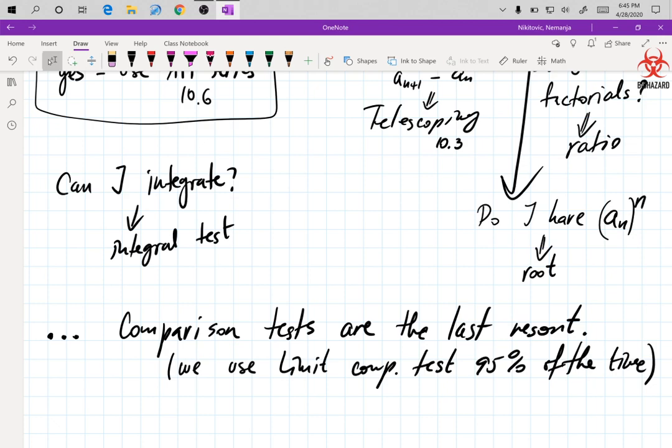I just took a photo of the tests, and I will be uploading this into Canvas. This is the best chart that is out there. So give me one second here to upload this.